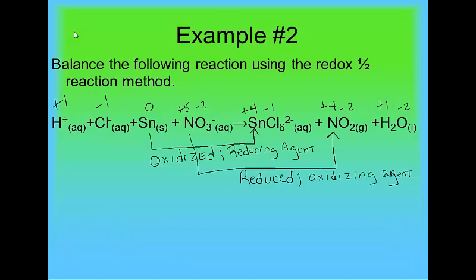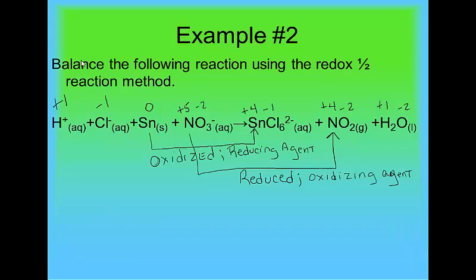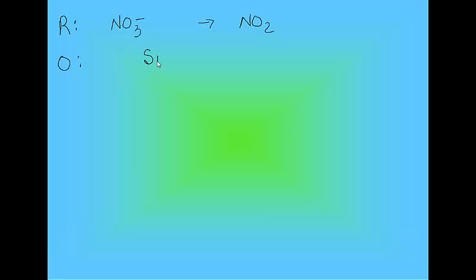Again, I start with the reduced. My reduced half reaction is going to be, what is it? The nitrate to the nitrogen dioxide. Now this is my methodology and it works. So you know what? Just follow it. And my oxidized is going to be the tin to the tin chloride. So my tin to the tin chloride.